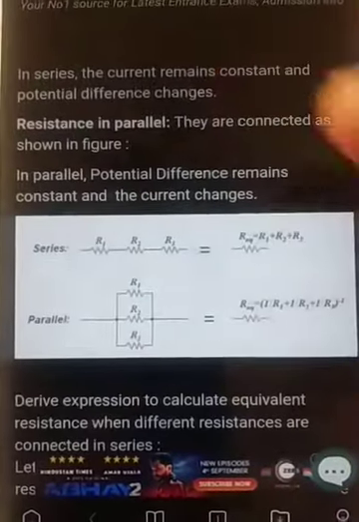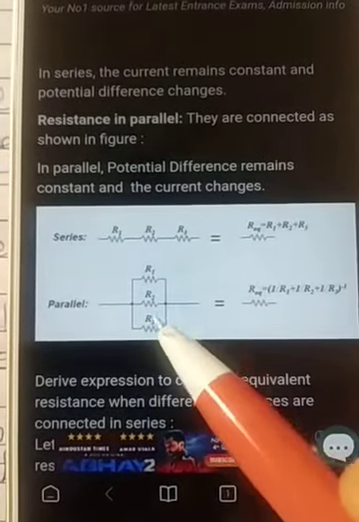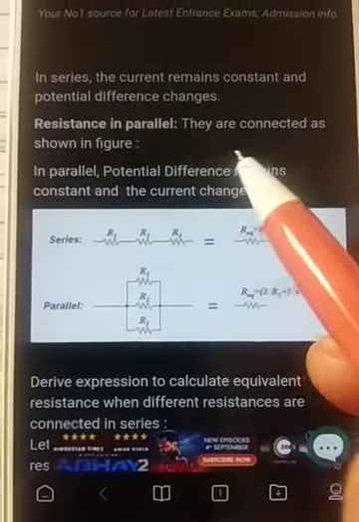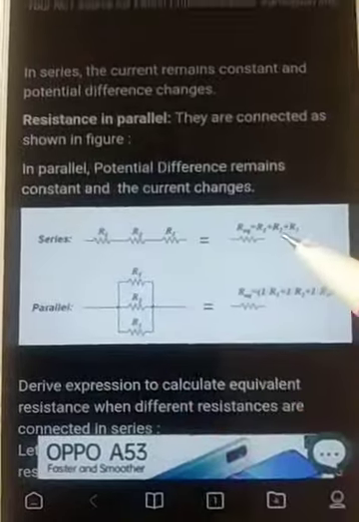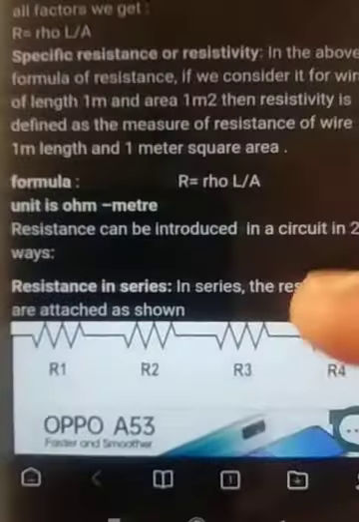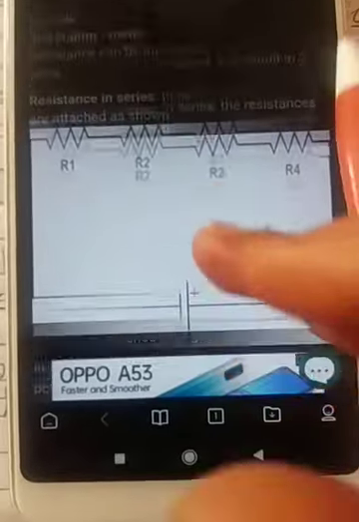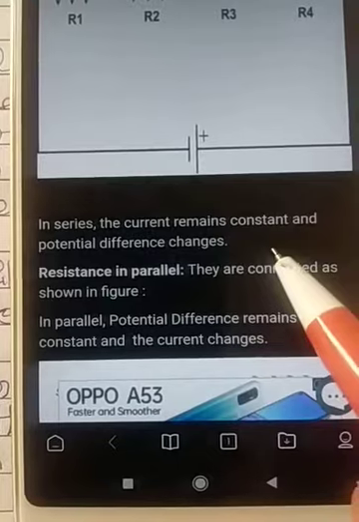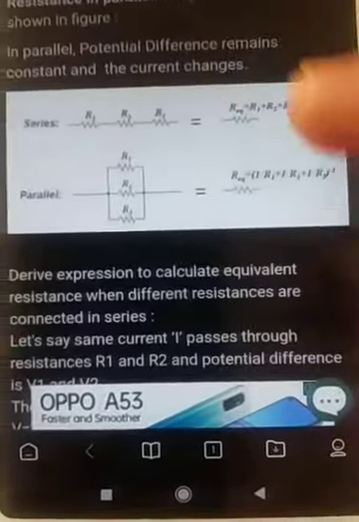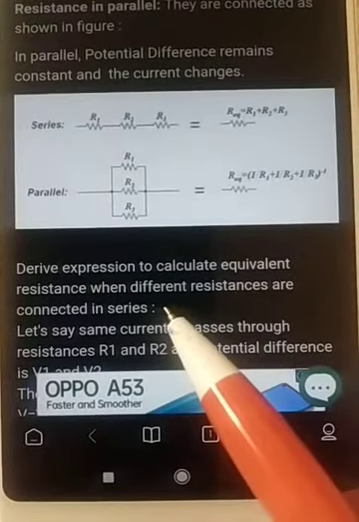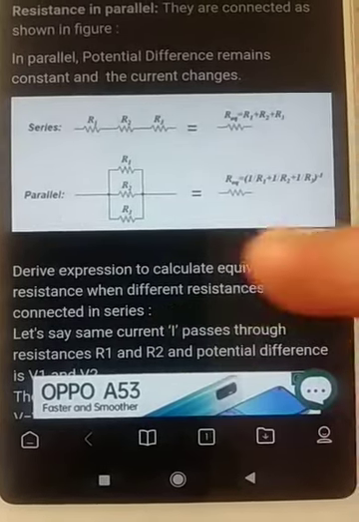Resistances in parallel are connected as shown in the figure. This is called parallel resistance. In parallel, the potential difference remains constant and the current changes. In series, the current remains constant and the potential difference changes, but in parallel resistance, the potential difference remains constant while the current changes.